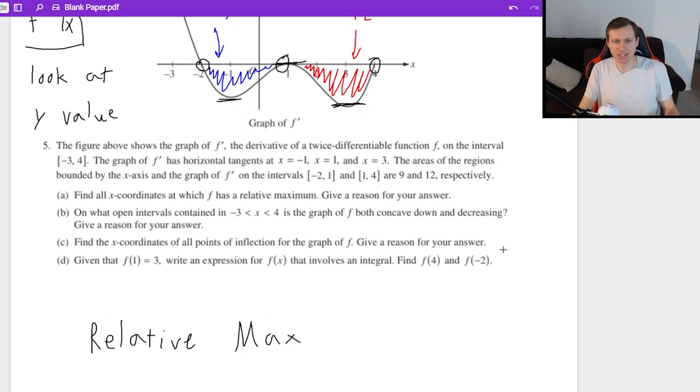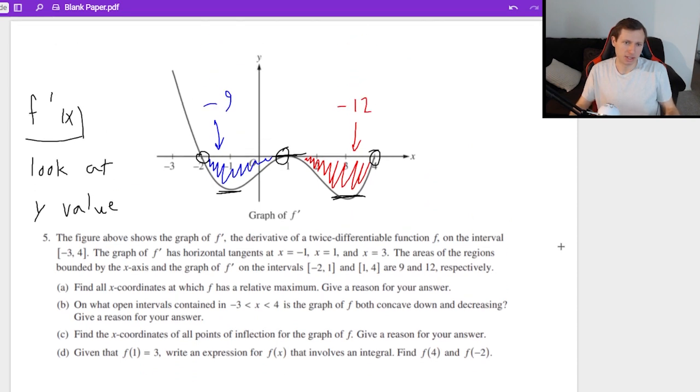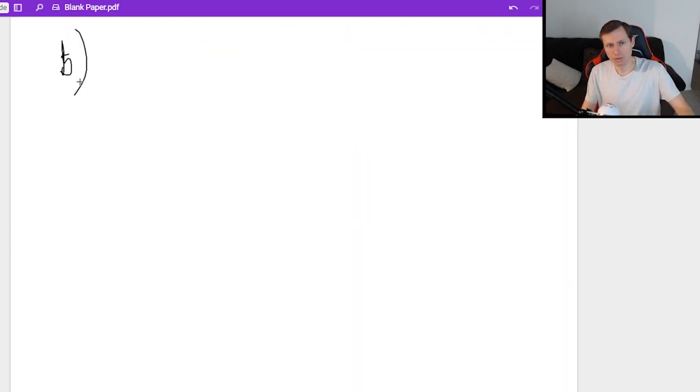That was fun. Now let's go into part B. On what open intervals contained in negative 3 to positive 4 is the graph of f both concave down and decreasing? So first, we'll focus on the concave down part.